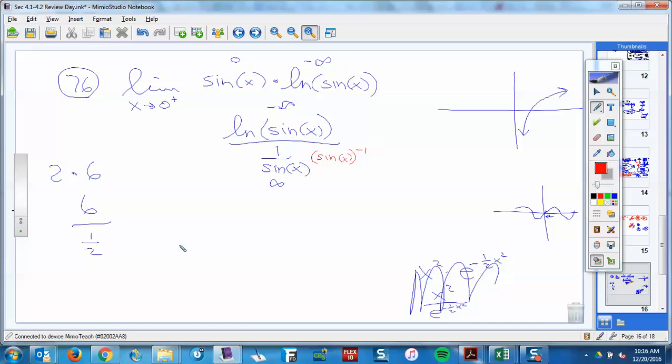Okay, so derivative of the top. What's the derivative of the top? 1 over sine x times cosine x. That's the top, excuse me. And what would be the derivative of this?